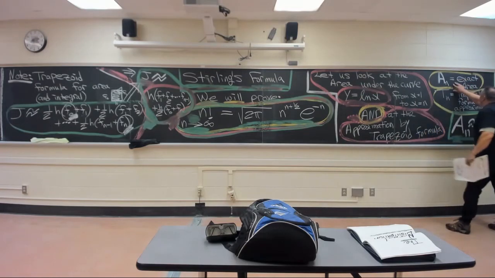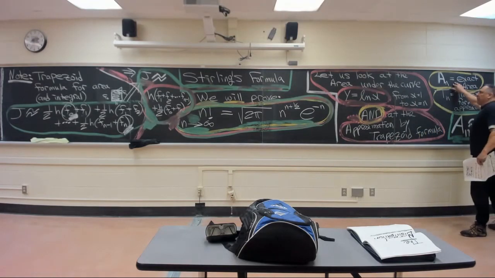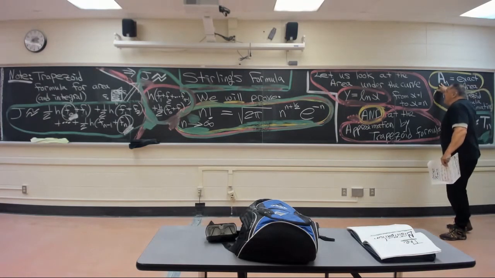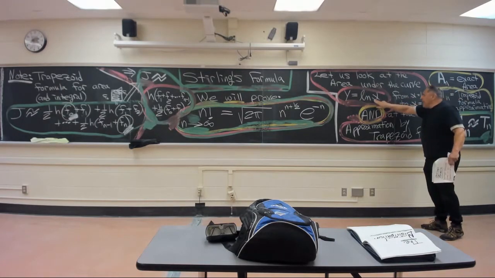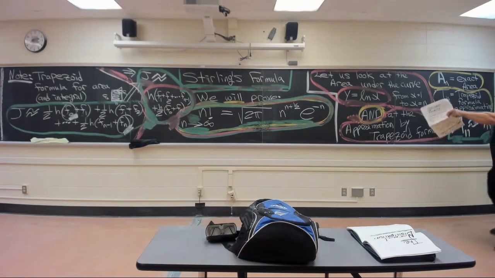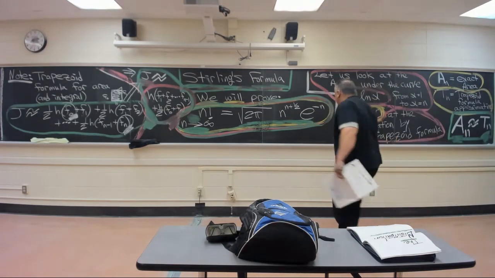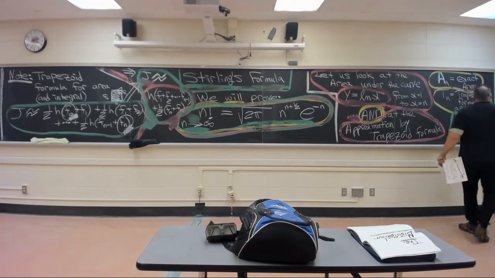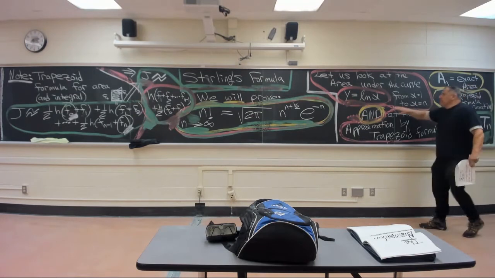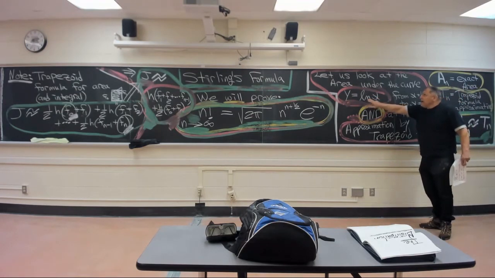So A sub n is going to be the exact area under the curve y equals ln x, and the approximation, the J we were talking about over here, the capital J, they're calling it T sub n, the trapezoid formula approximation. So A sub n is going to be the exact area under the curve of the function y equals ln x.